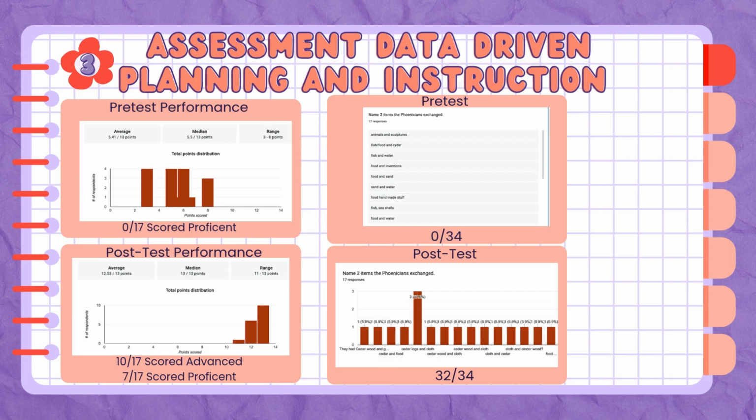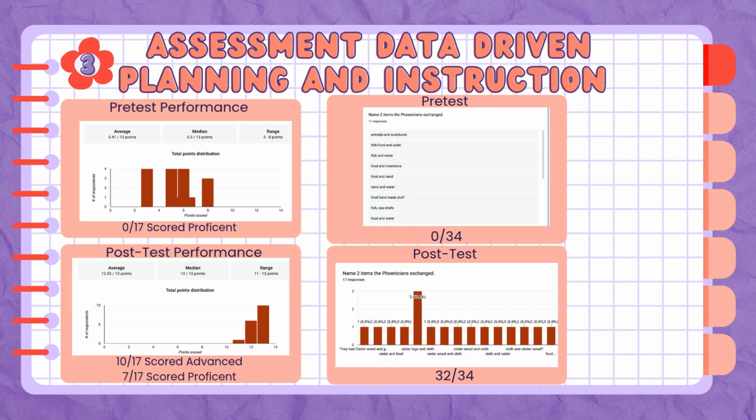As we can see here, the average points out of 17 students was 5.41 out of 13 points. The median was 5.5 out of 13 points, and the range was 3 to 8 points. To score advanced on the pretest, students needed to get a 13 out of 13. This shows that students can demonstrate inferences and applications that go beyond what was taught.